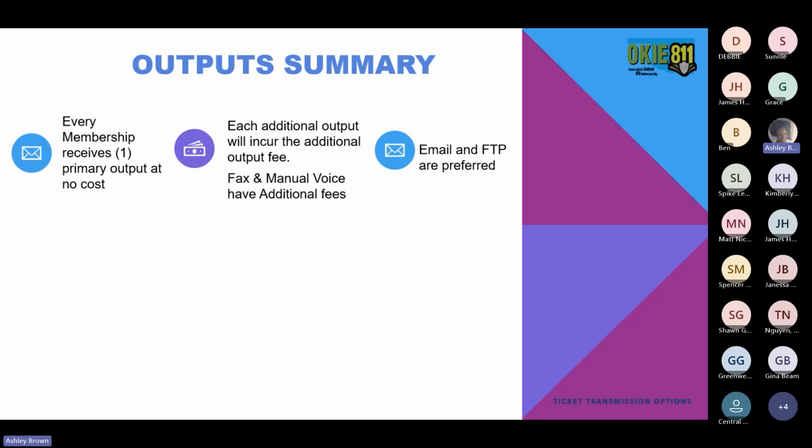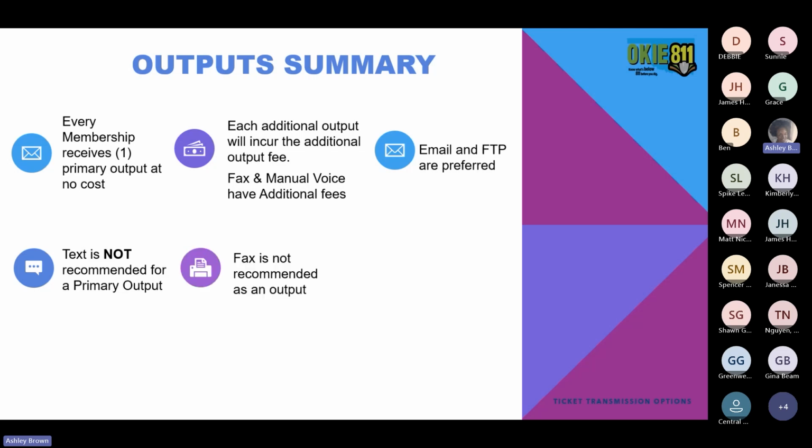Email and FTP are the preferred method of ticket transmissions as they are electronic and can provide detailed troubleshooting information. Other output types like text and fax are unable to receive enhanced technical assistance if needed. Text is best used as an additional output and it's not recommended as a primary output. Think about all the different things that can happen to a phone. Fax is also not recommended as a primary output because there are many issues associated with the failure to receive notices, like not having paper in the machine or something being wrong with the phone line.